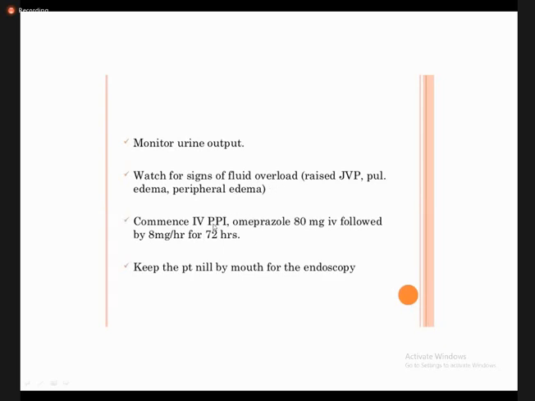Then IV PPI, proton pump inhibitor. This is a very important drug which is used to control the ulcer bleed or erosions or non-erosive bleed. We have to give it in the form of infusion, and the patient should be kept NPO as soon as the patient arrives, as you have to perform the endoscopy in the near future. So you have to keep the patient straight away NPO.